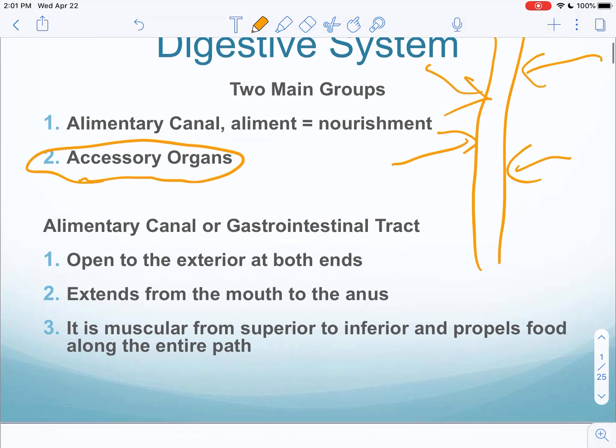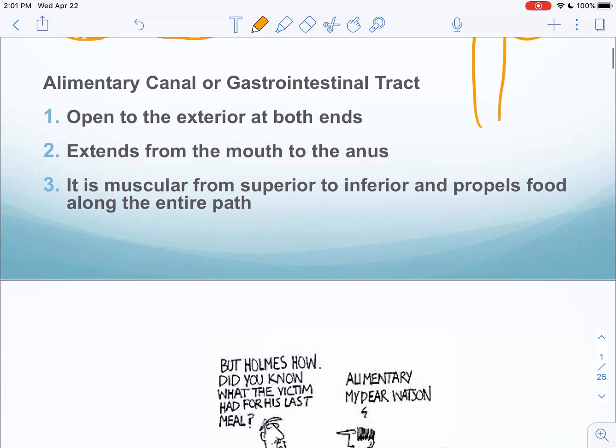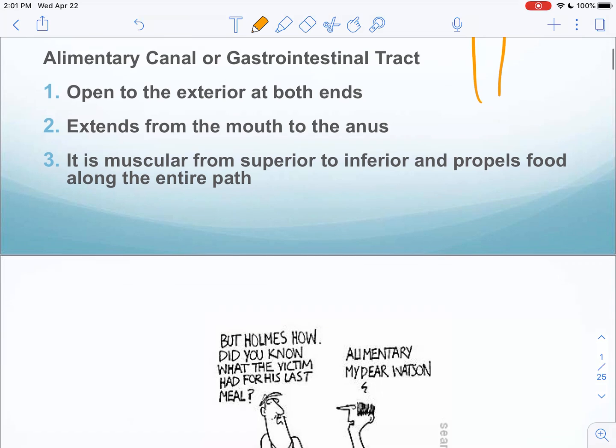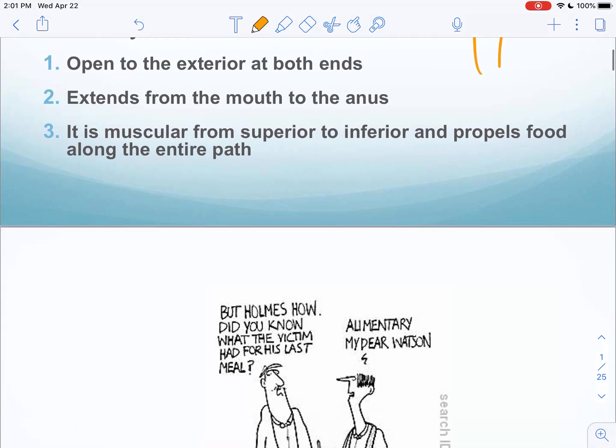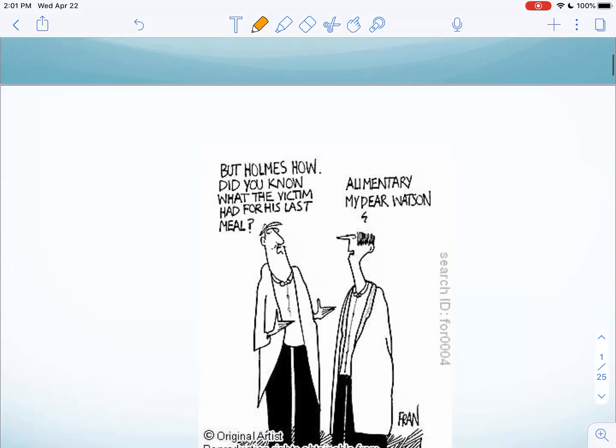So the alimentary canal, or the gastrointestinal tract, is the tube that's open on both ends. It's open to the exterior on both sides, mouth and anus. It is muscular from superior to inferior. It helps propel food along the way.